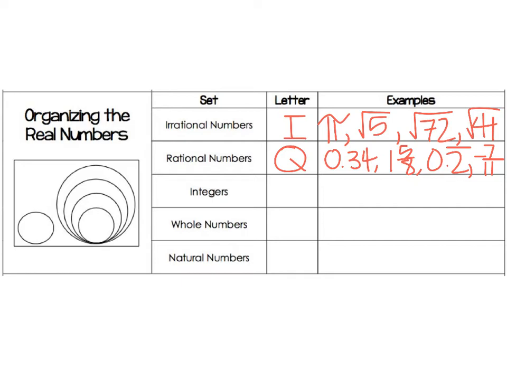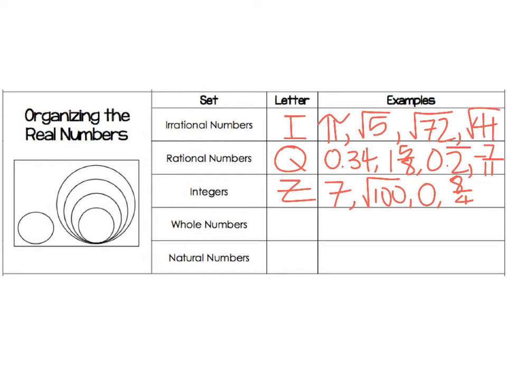Integers, the letter we use to represent integers is the letter Z, and I always put a line through the Z so it doesn't get mistaken for a 2. Integers include whole numbers, and it also includes negative whole numbers and 0. Some common examples of integers would be 7. We can also say the square root of 100 is an integer because the square root of 100 is 10. 0 is an integer. 8/4 is an integer because we can simplify that to 2. These are all common examples of integers.